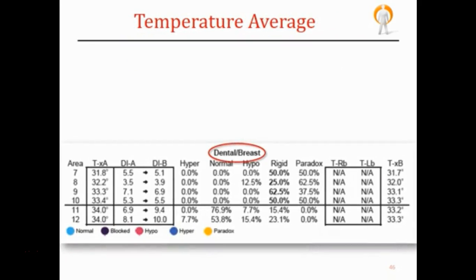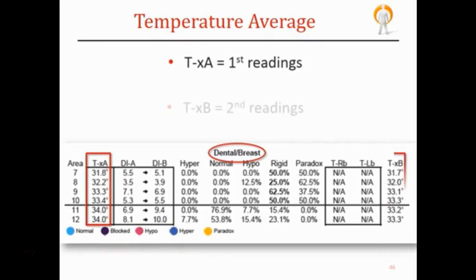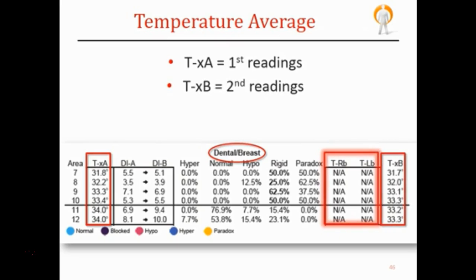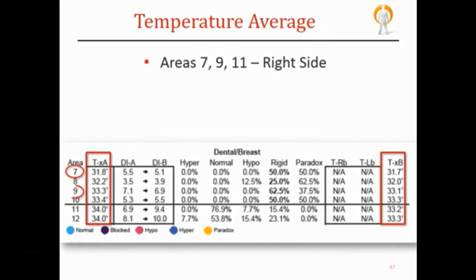Now for the dental and breast regions, which are a little different. TXA is the temperature average for the first set of readings, and TXB is the average for the second readings, but TRB and TLB are not necessary. The reason is that areas 7, 9, and 11 are on the right side of the body, and areas 8, 10, and 12 are on the left.